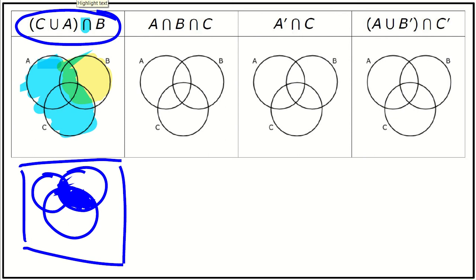Now what about this next one? So A intersection B intersection C, so it's where all three of them intersect. So it's that very little middle piece there where all three of those things occur.